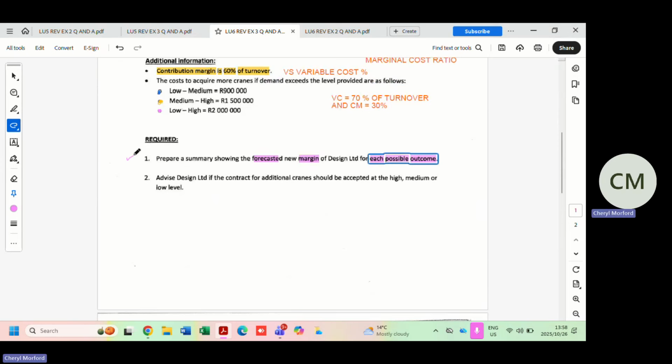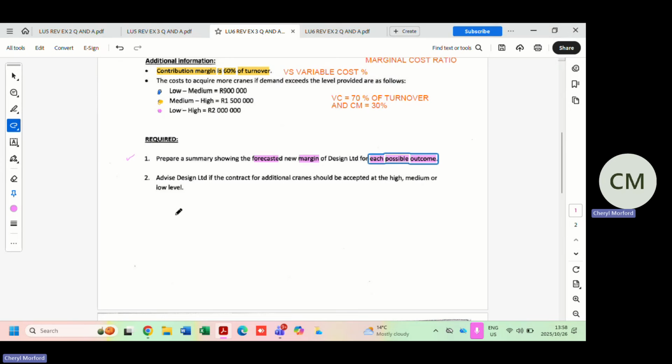So that is a summary in the form of a table, and it shows the new margin, in which case we have sorted out the penalty as well as hiring it in each of the three possible scenarios. Next up, we need to use that to answer the question of what machine should they hire.